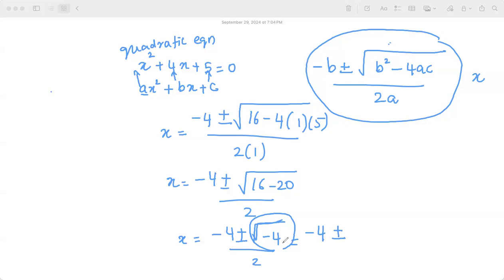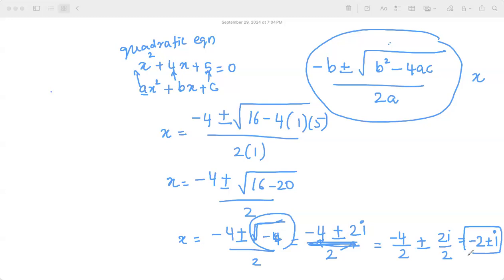Would it be square root 4i? Good one. 2i, right? You have to take the square root of the number. So it will become 2i divided by 2. Now, this denominator 2 is common to both the terms, so I can split it out and write it like this. Do you guys follow? This becomes minus 2 plus or minus i. Do you guys get it?